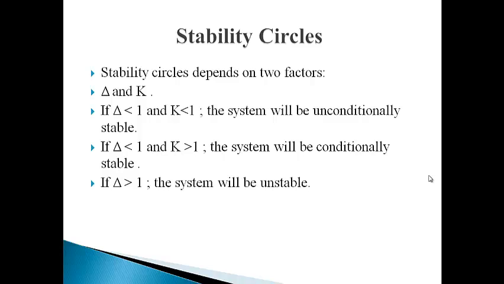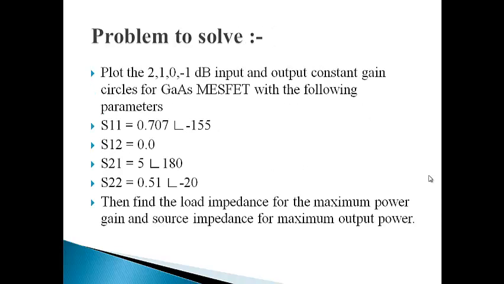Problem to solve: plot the 2, 1, 0, and minus 1 dB input and output constant gain circles for a MOSFET with the following parameters. These are our S parameters, from S11 to S22. Then find the load impedance for the maximum power gain and the source impedance for the maximum output power.